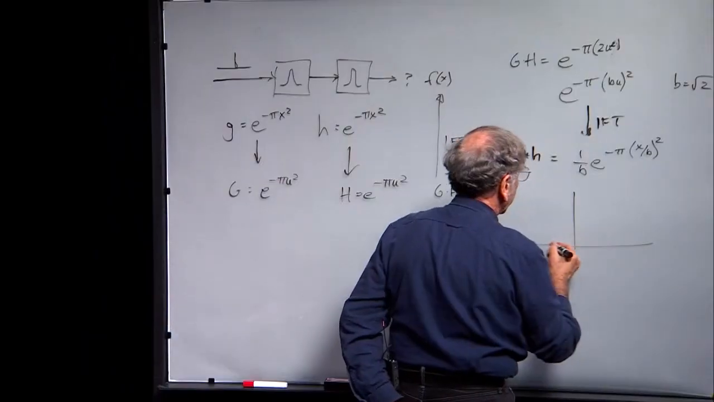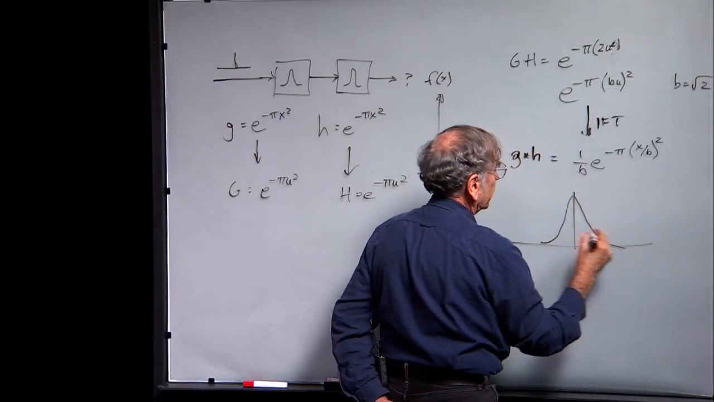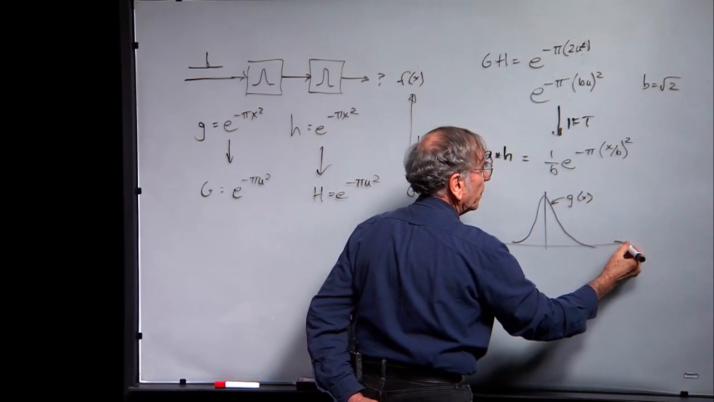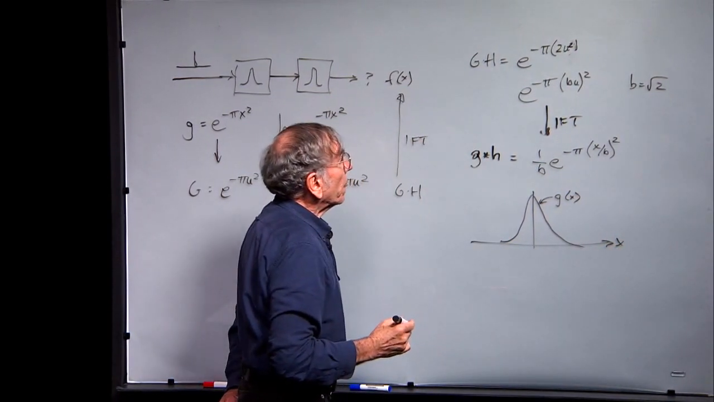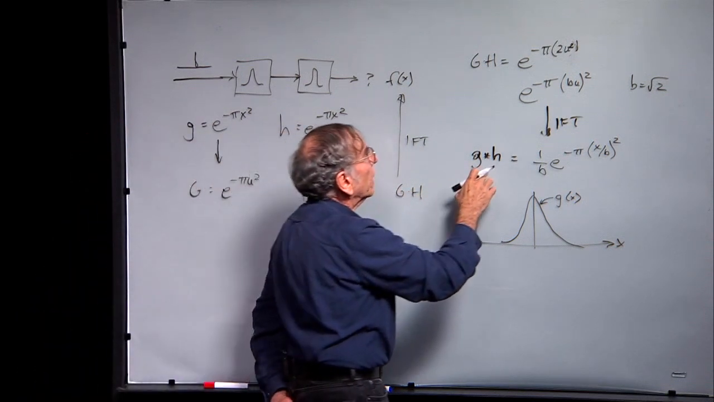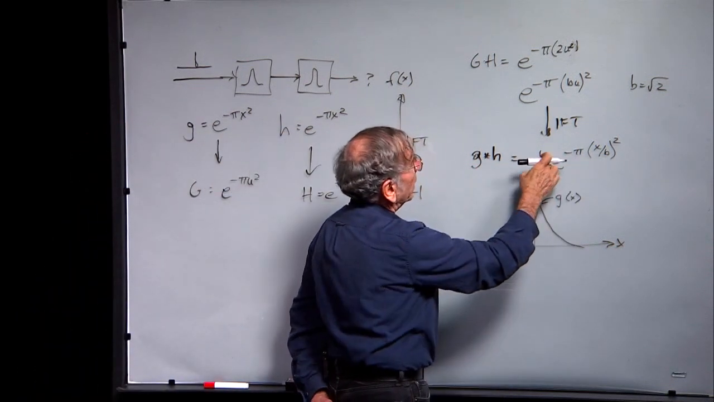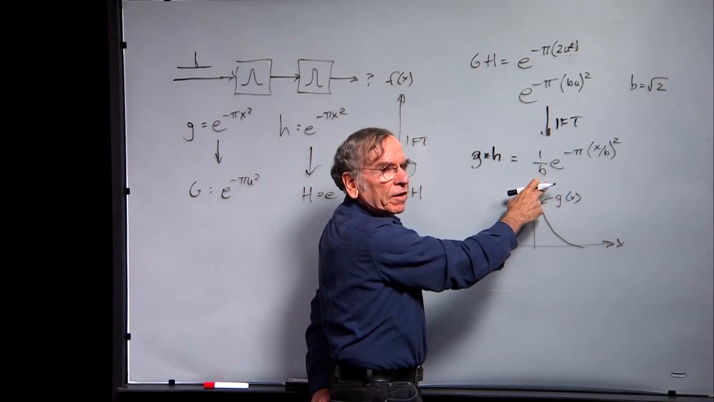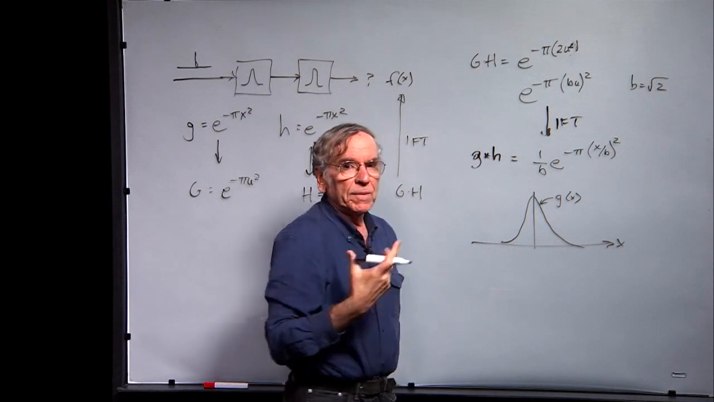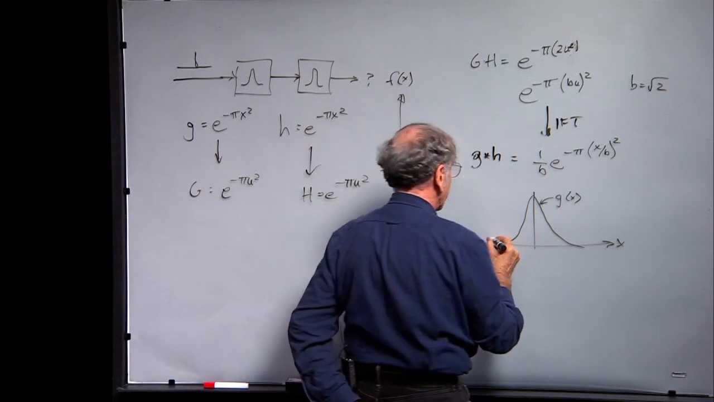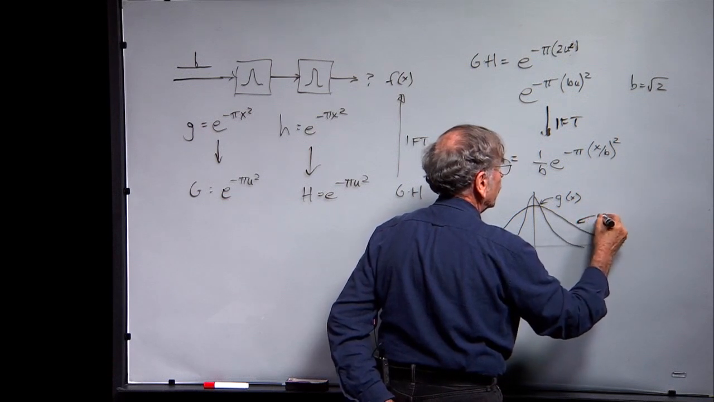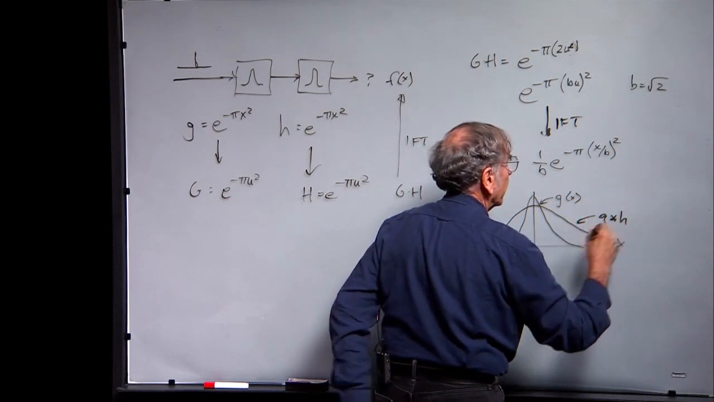So what does this look like? Here's one of my Gaussians that I started with. Let's say that this is g of x, and it's just e to the minus pi x squared. The g star h is a little bit smaller. It's smaller by a factor of the square root of 2. And it's broader. It's broader by the factor of the square root of 2. So it's going to look like this. So here's g star h.